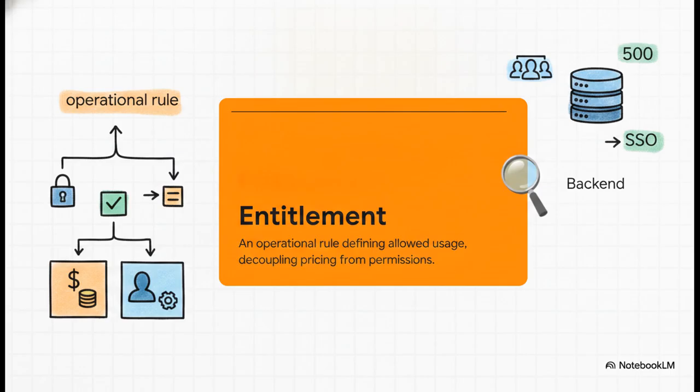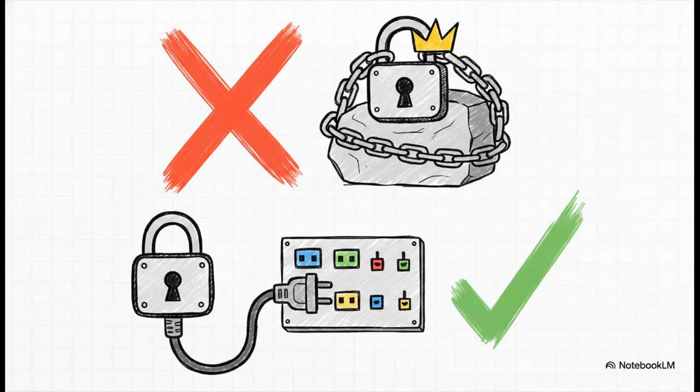Think about it. A commercial plan is something marketing invents, like a professional plan. An entitlement is the strict operational logic your backend uses, like single sign-on enabled equals true, or max seats equals 500. Okay, if there is literally one thing you take away from this explainer, let it be this: stop hard-coding plan names into your codebase.